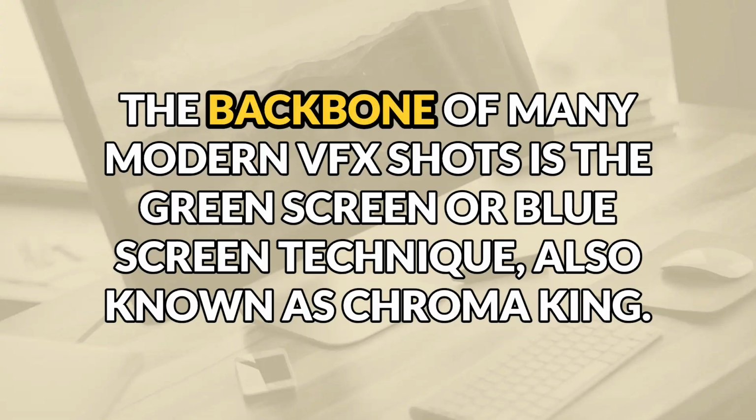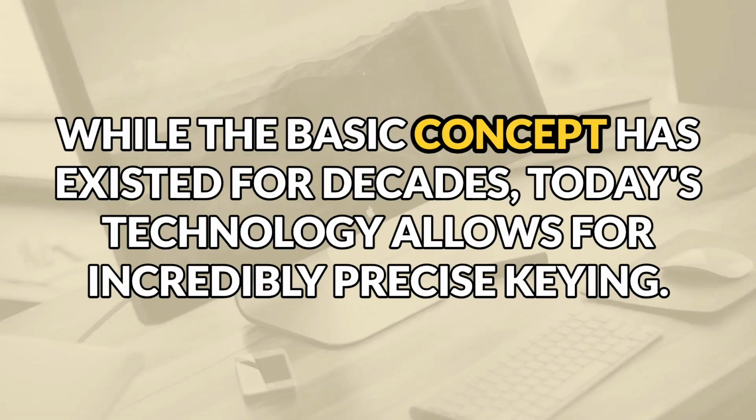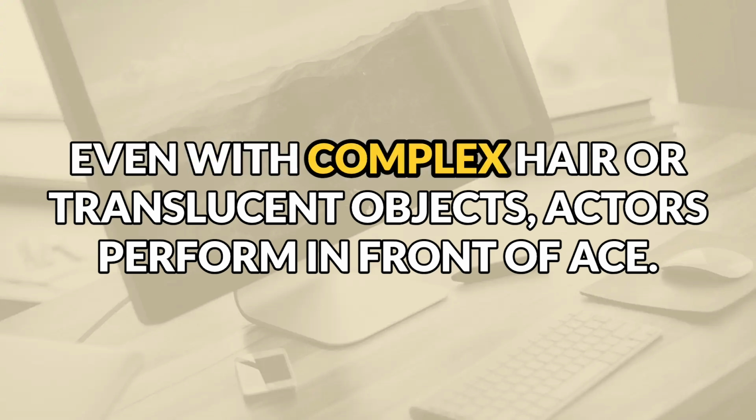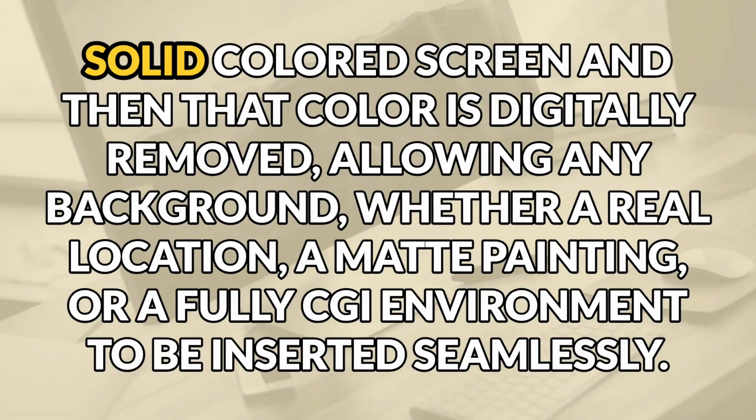The backbone of many modern VFX shots is the green screen or blue screen technique, also known as chroma keying. While the basic concept has existed for decades, today's technology allows for incredibly precise keying, even with complex hair or translucent objects. Actors perform in front of a solid colored screen, and then that color is digitally removed, allowing any background, whether a real location, a matte painting, or a fully CGI environment, to be inserted seamlessly.